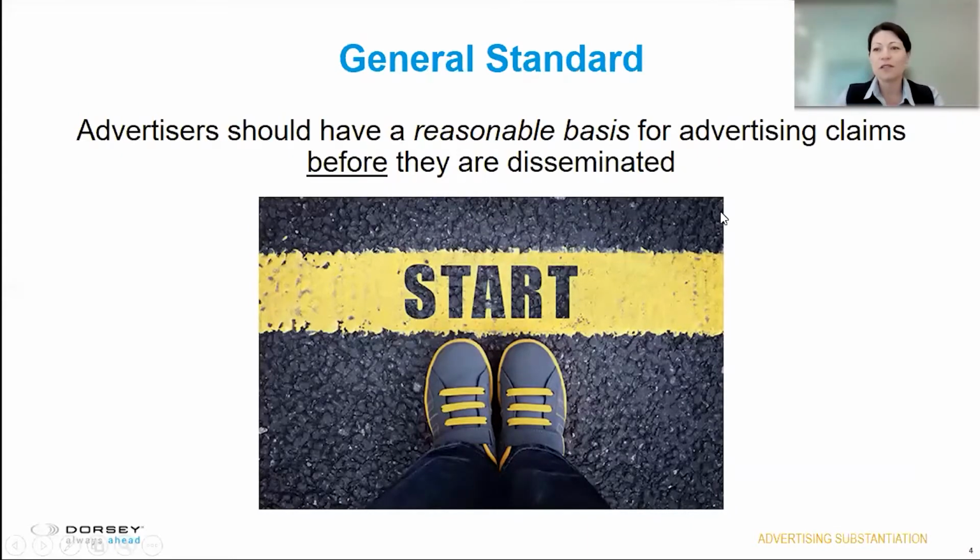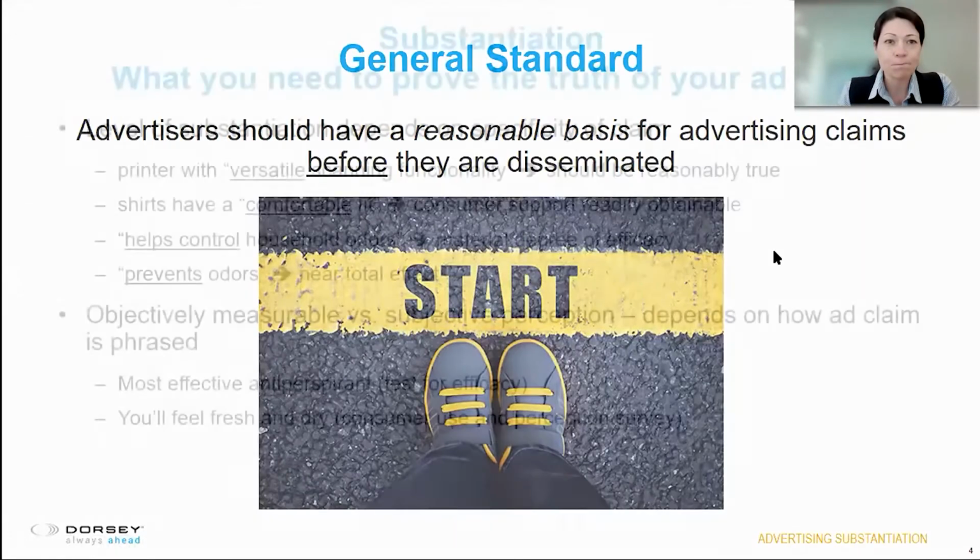So we're going to start with the very beginning, the general standard for advertising. The legal standard is that advertising has to be truthful, non-deceptive, not unfair, and evidence-based. Essentially, advertisers should have a reasonable basis for advertising claims before they are disseminated. A reasonable basis generally means objective evidence that supports any express or implied claim.